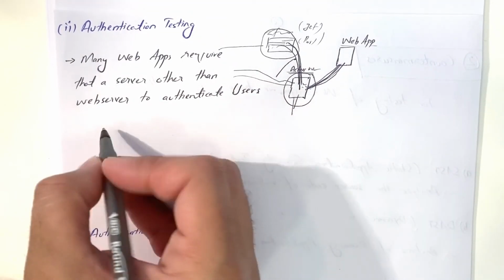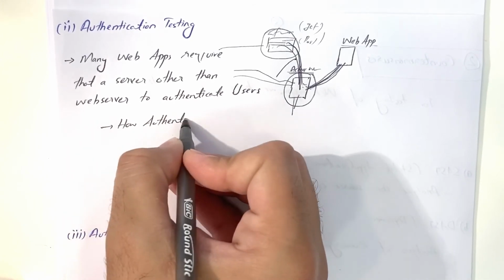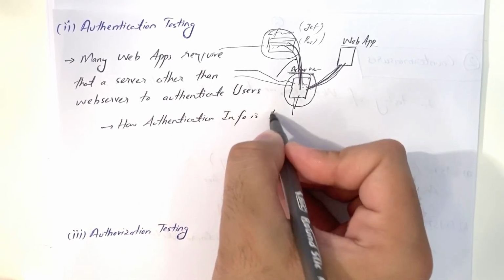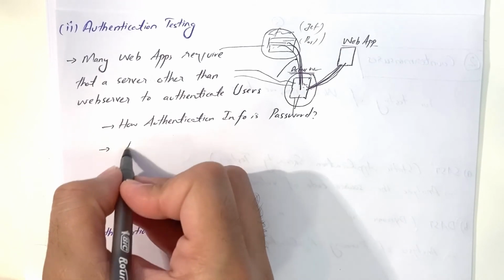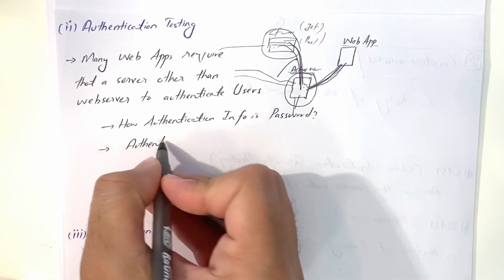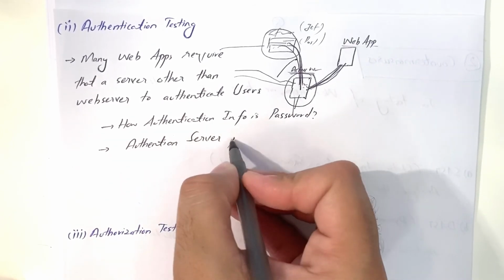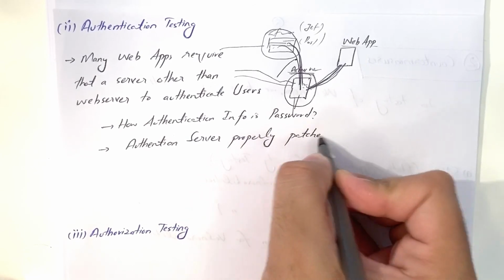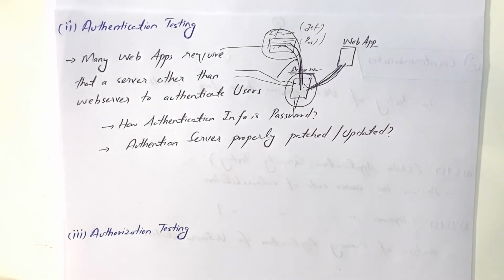So in this case, we see how authentication info is passed, like encrypted, unencrypted, and whether the authentication server is properly patched or updated or not. These two things that we need to find out.